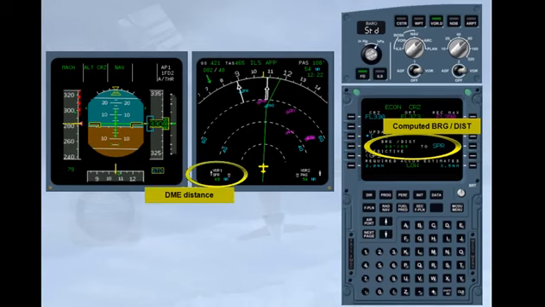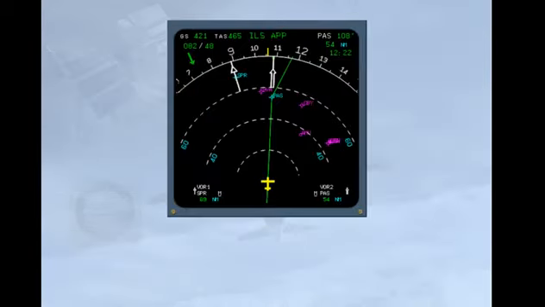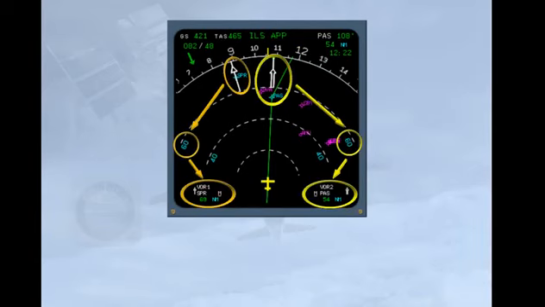The distances shown on the ND and on the progress page can be compared. The last method consists in checking that the raw data needle passes through the blue FMGS generated symbol for the VOR DME, and that the position of this symbol corresponds to the DME distance.